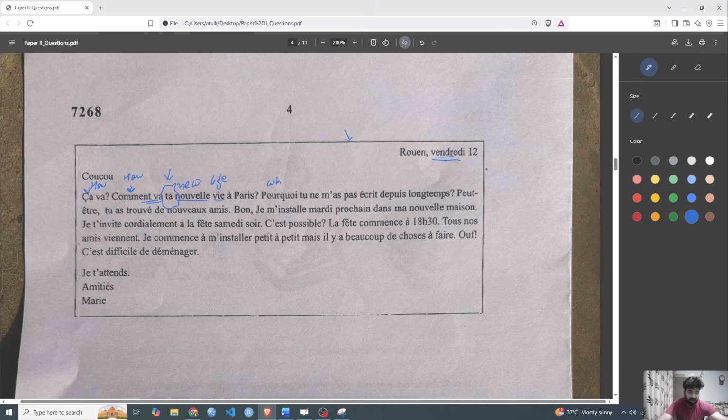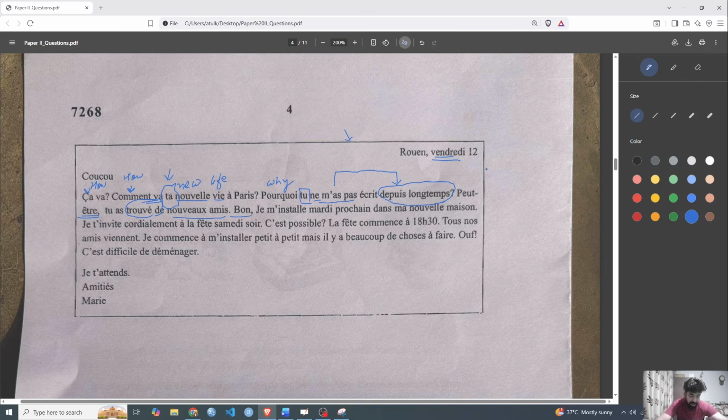Then she says, pourquoi? Why? Tu. Tu means she is our friend. That's why she is writing tu. Why tu ne m'as pas écrit? Ne pas is negative. And I told you, depuis is basically the time period during which the event has started. So why have you not written to me for a long time? She is asking this question, and we read in the instruction that we have to answer this first. Then next she says peut-être, so maybe, she is actually doubting. Tu as trouvé de nouveaux amis. So she is saying that maybe you have found new friends, or because you have found new friends. So she is basically asking us, you have made new friends, that's why you are not writing, right? That is what she wants to say.